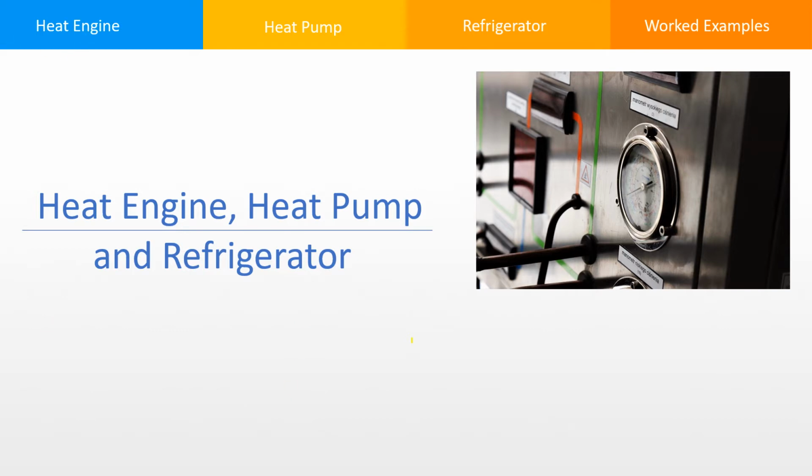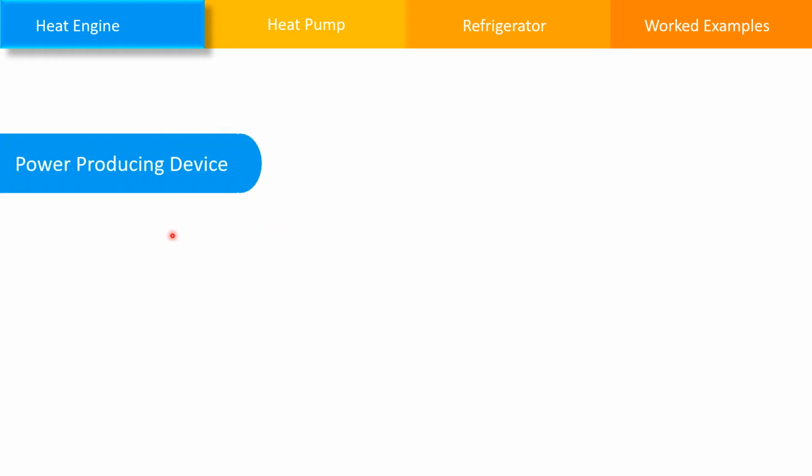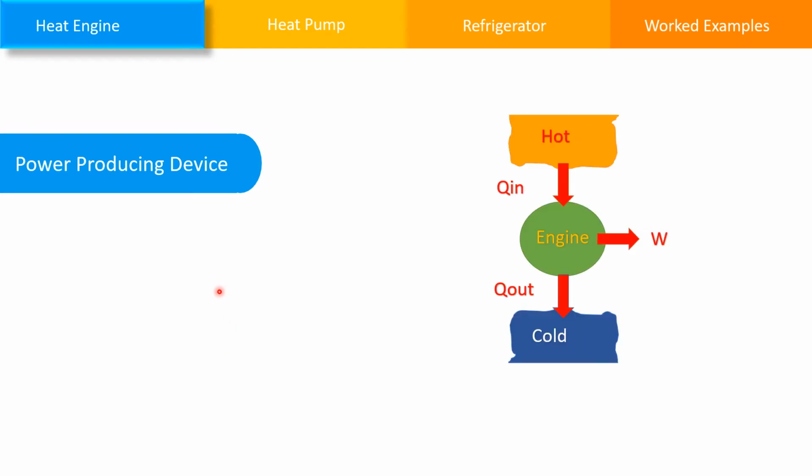Firstly, it is the heat engine. So a heat engine is essentially a power producing device. It produces work or mechanical output. We can see the conceptual diagram here. There is a hot reservoir, any part which is at higher temperature. The heat engine absorbs heat from it, that is Q in, or Q input taken in. The heat engine gives work as output and rejects some part as Q out.